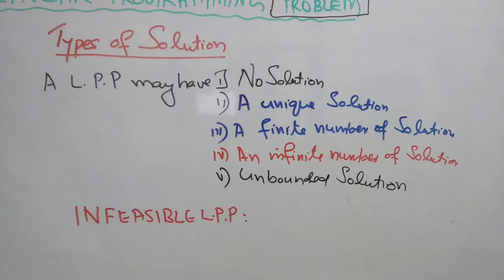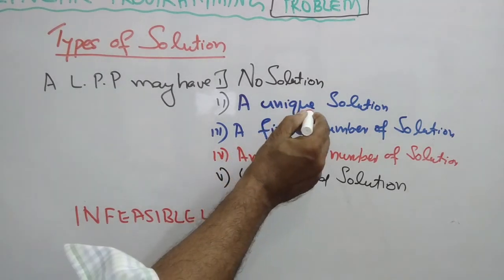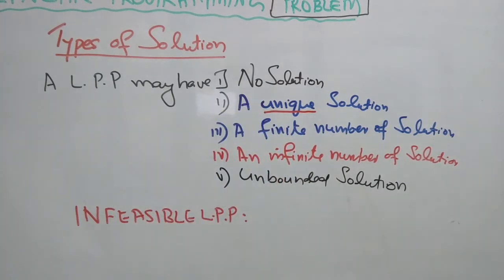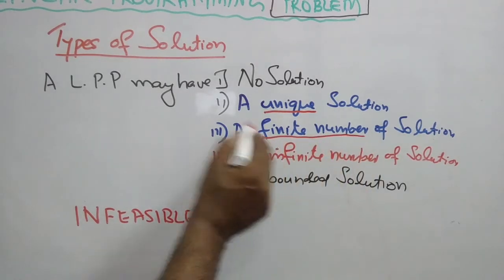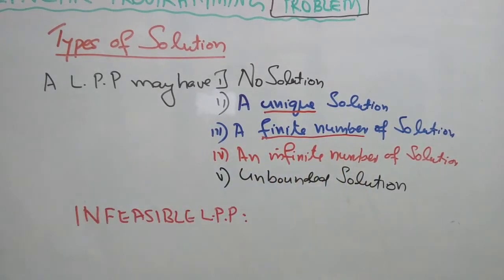And a unique solution. What is a unique solution? There is one and only one. To solve a problem, we have one and only one solution giving an optimum. In some other cases, a linear programming problem may have a finite number of, a countable number of solutions providing the same optimum.